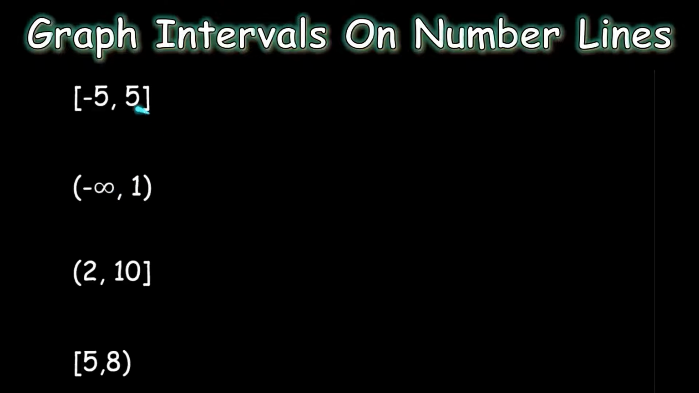So for example, we have -5 and 5 here. It means that any numbers between -5 and 5, as well as -5 and 5, are included in our intervals. However, if we have parentheses, for example, we have -infinity and 1, it means that -infinity and 1 are not included in our intervals, but any number in between these two are included.